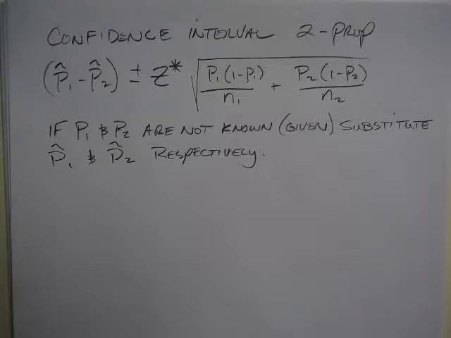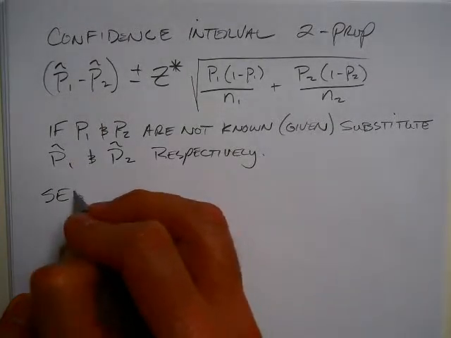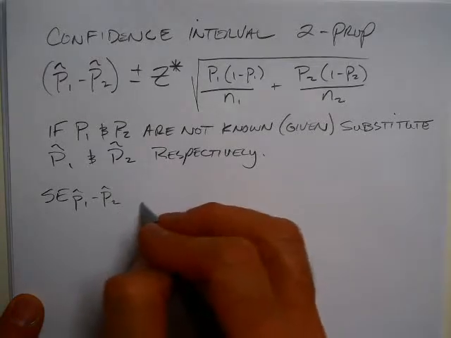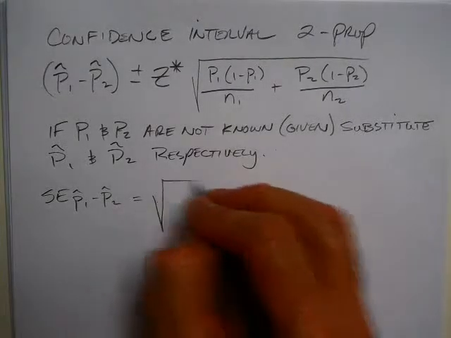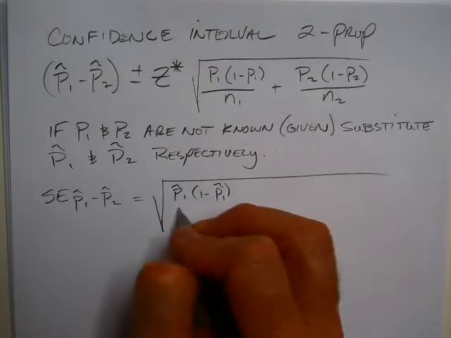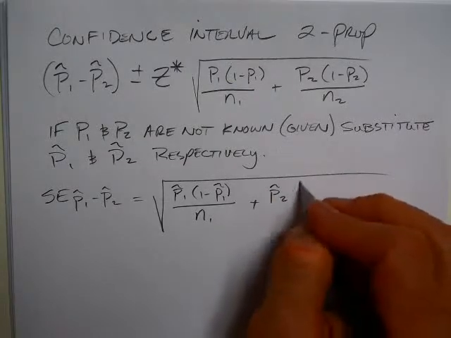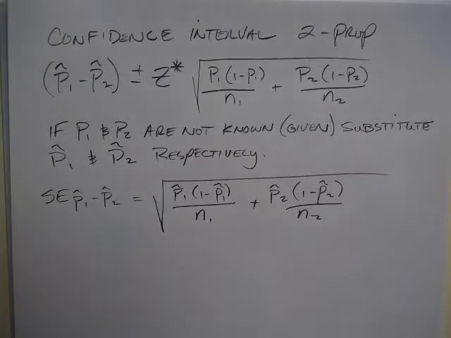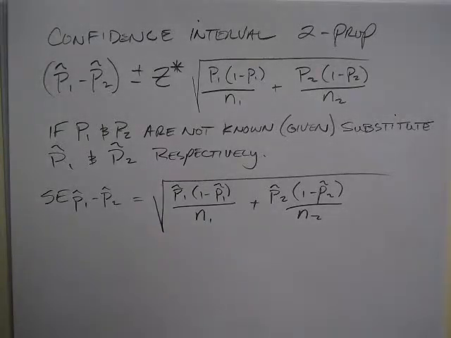Okay. Standard error of p hat 1 minus p hat 2 equals, so the standard error of the difference in the two is a square root of p hat 1 times 1 minus p hat 1 over n1 plus p hat 2 times 1 minus p hat 2 all over n2, which is this thing only with the p hats as mentioned. That's the standard error of the difference of the p hats.